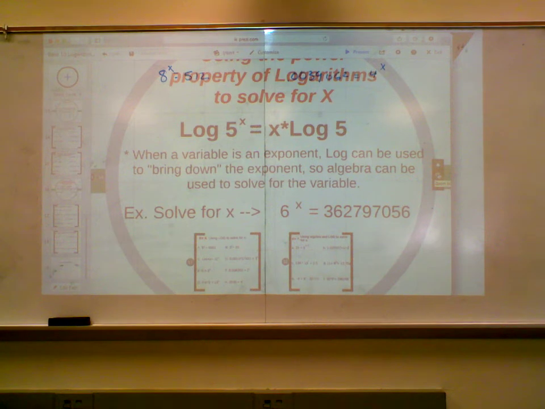So when a variable is an exponent, log can be used to bring down the exponent. So algebra can be used to solve for the variable.